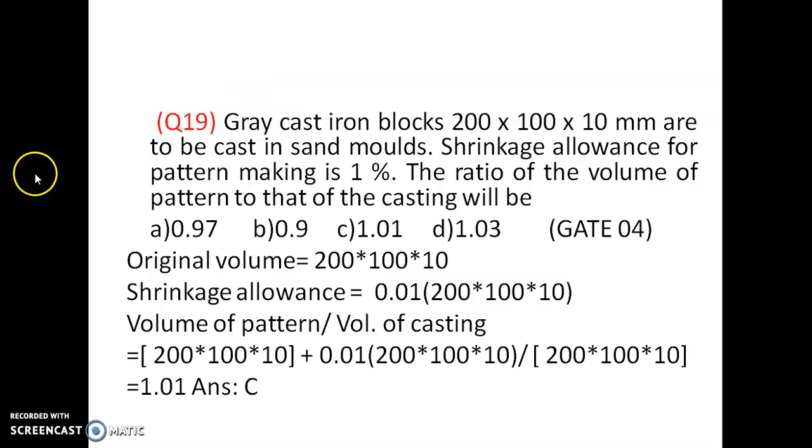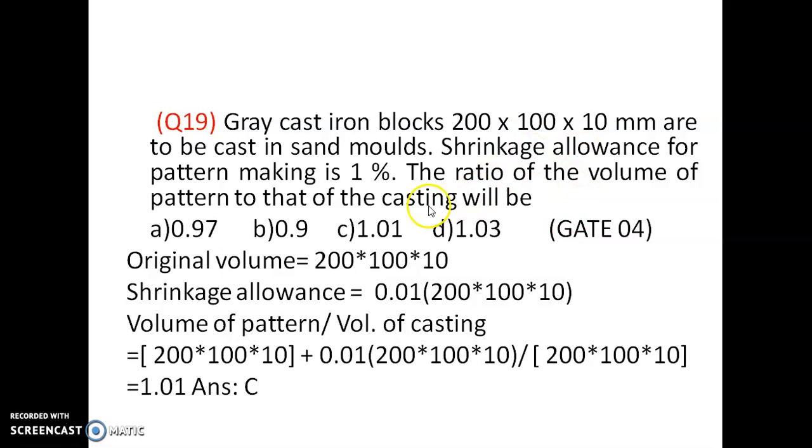Then a problem: a grey cast iron block. It is a cast iron block 200 × 100 × 10 mm and the shrinkage allowance is 1%. It is asked to find the ratio of volume of pattern to that of casting. The volume of casting, as it is a rectangular block, is 200 × 100 × 10. This is the volume of casting, so the denominator is 200 × 100 × 10.